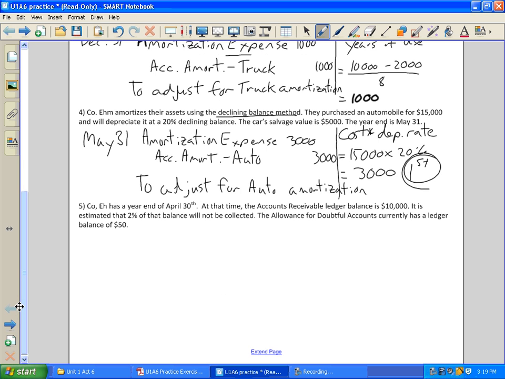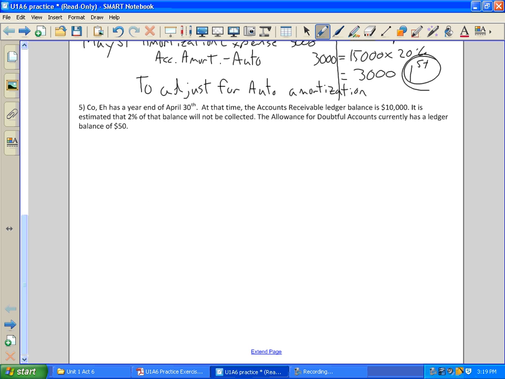Okay, last example. Company A, clever name, has a year end of April 30th. At that time, the accounts receivable ledger balance is $10,000. So if you look at the T account, the balance is actually $10,000 on the debit side. Unfortunately, you can't always collect on that $10,000. Some people are just going to be delinquent payers. And it's estimated that 2% of that balance will not be collected. The allowance for doubtful accounts currently has a ledger balance of 50 bucks.